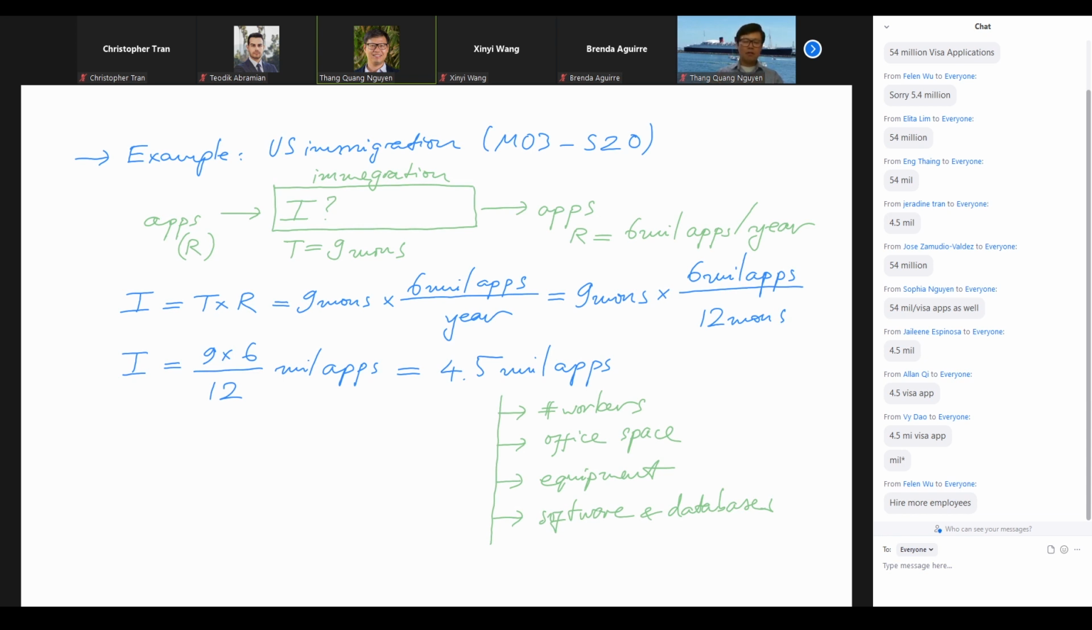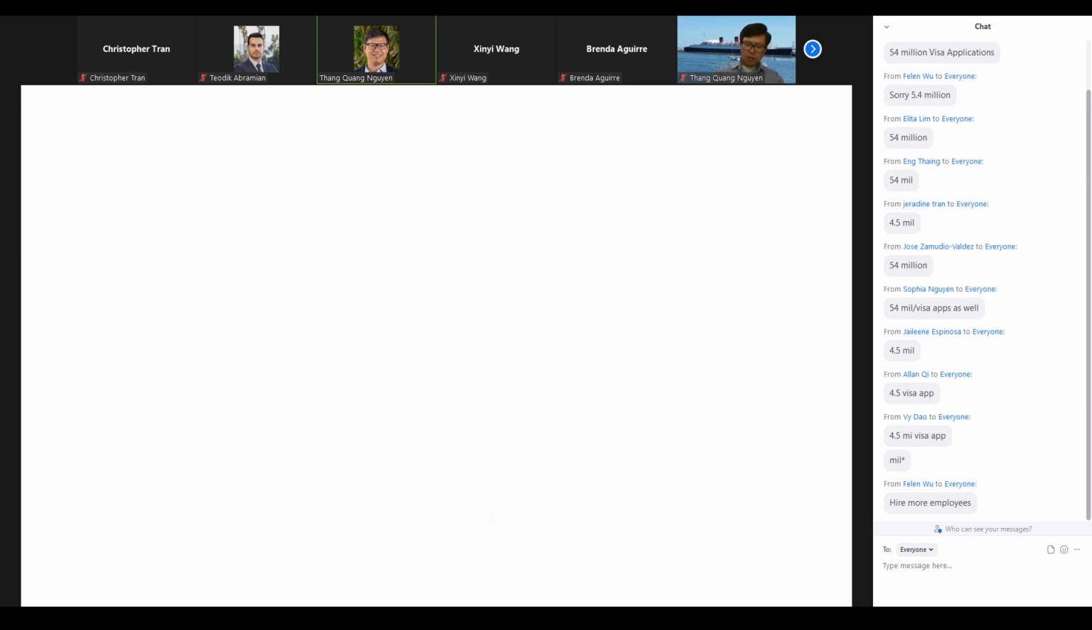And in this particular case, it's the number of workers and office space, equipment, computers, things like that, and then the information, the software side of the operations. All right, so that's the first basic example on slide 20. We have two more. So let me talk about the second example.